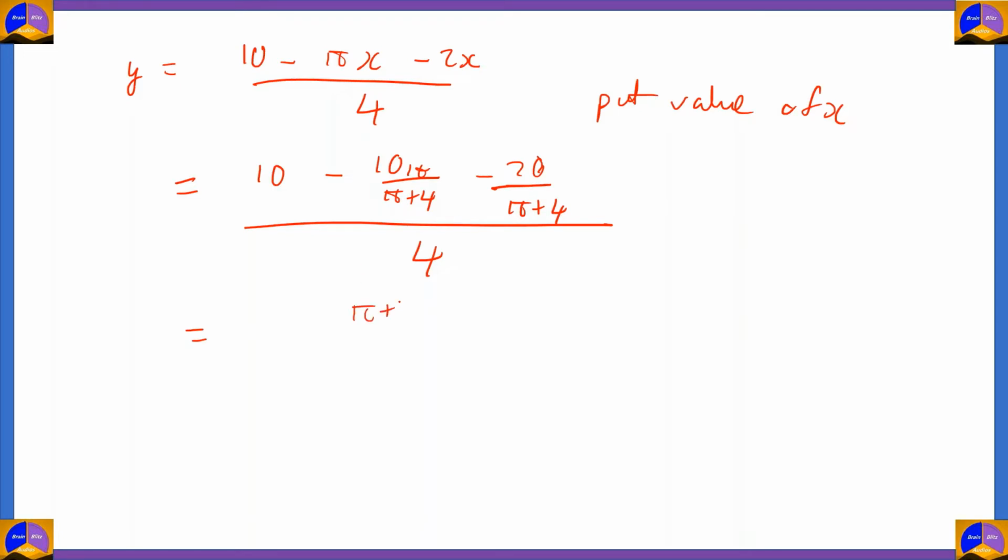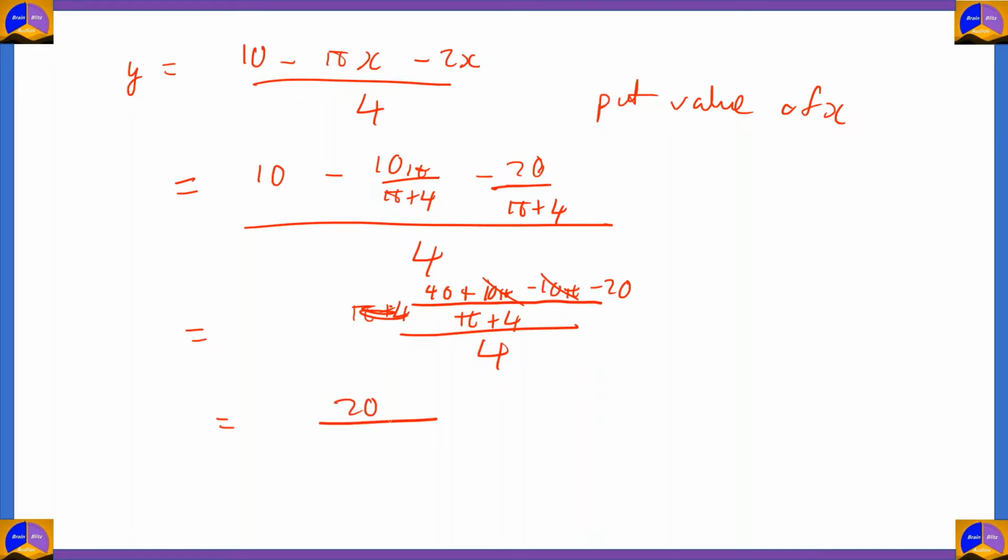Now let's take pi plus 4 common. And so what we'll get is 40 plus 10 pi, that is after multiplying 10 with pi plus 4, minus 10 pi minus 20. So 10 pi and 10 pi gets cancelled. 40 minus 20 is 20, and divided by the 4 comes in here, so it becomes 4 into pi plus 4. So y is equal to 20 by 4 plus 4 into pi plus 4. 20 goes into 4 5 times, so y is equal to 5 by pi plus 4.